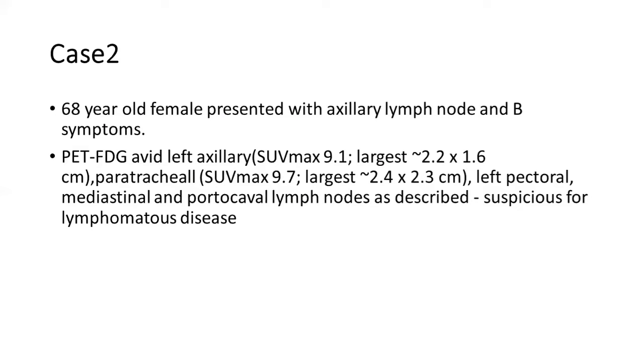So coming to case 2, this is a 68-year-old female who presented with an axillary lymph node and had B symptoms. The PET showed generalized lymphadenopathy: axillary, paratracheal, mediastinal. The SUV was around 9.7, and the radiology diagnosis was suspicious for lymphomatous disease. So we'll see the slide.